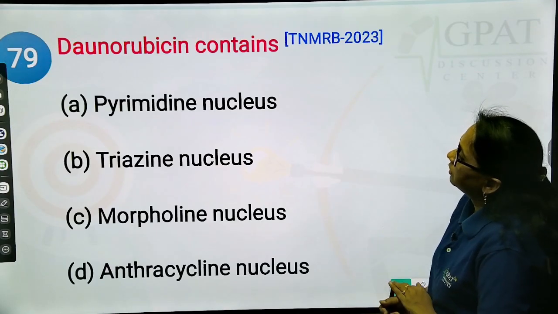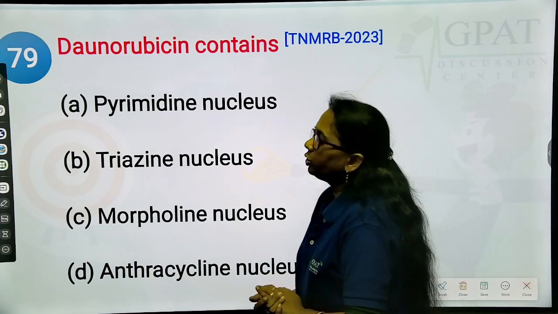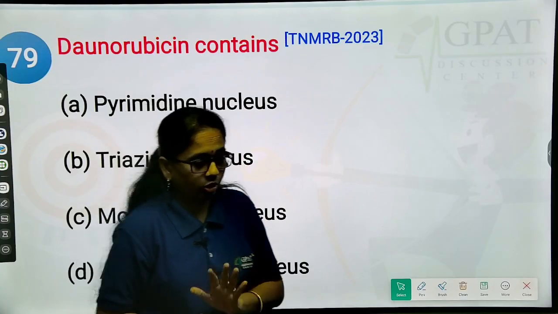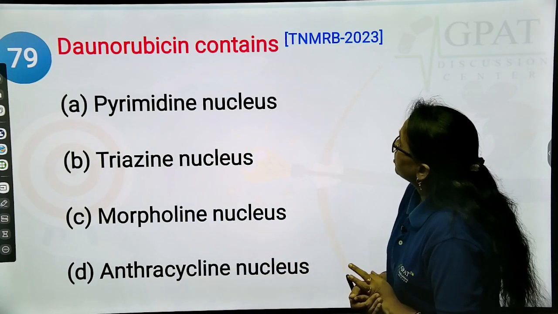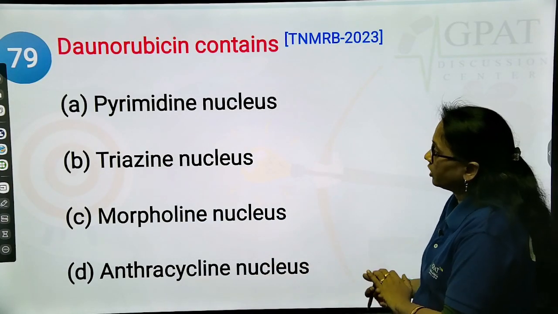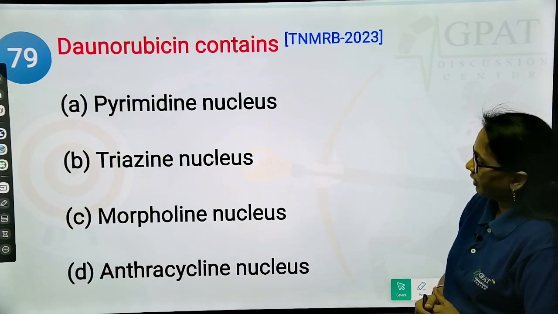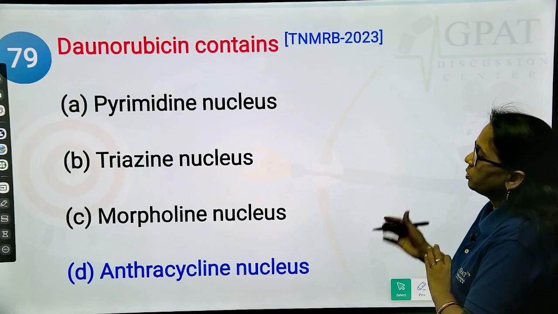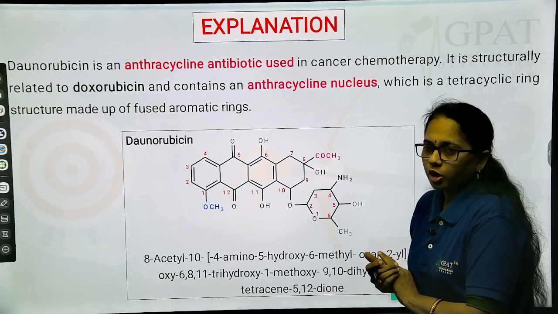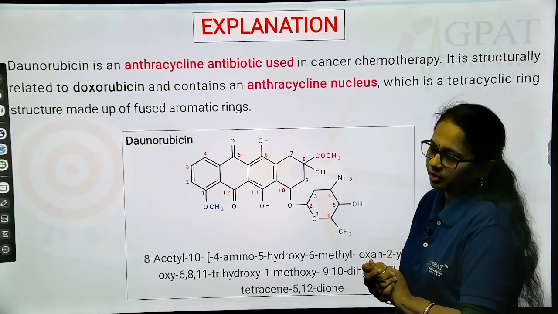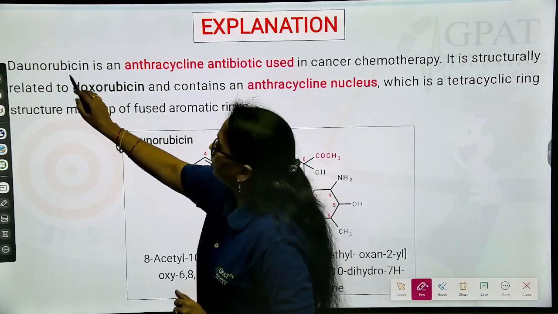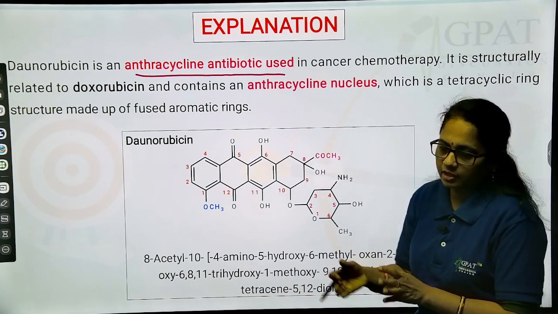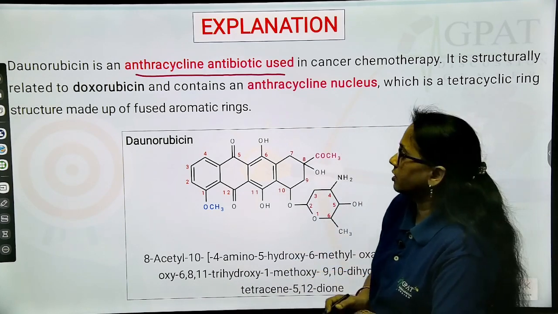Okay. So, next question, daunorubicin. The drugs they are asking, daunorubicin, doxorubicin, all these are anti-cancer drugs. This is also structure related: pyrimidine nucleus, triazine nucleus, morpholine nucleus, anthracycline nucleus. Doxorubicin and daunorubicin are derivatives of the tetracyclines, meaning anthracycline. In the options they have easily given anthracycline.